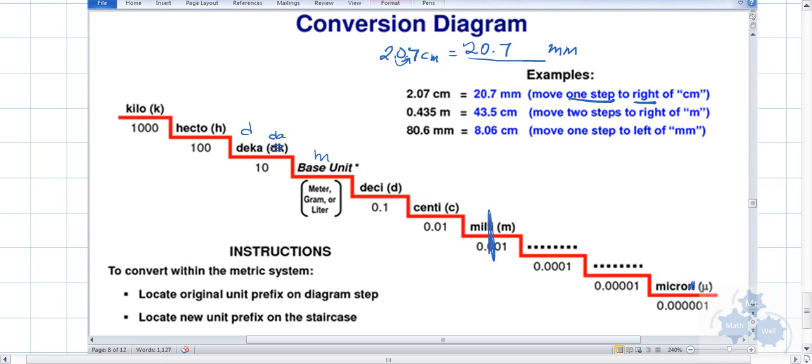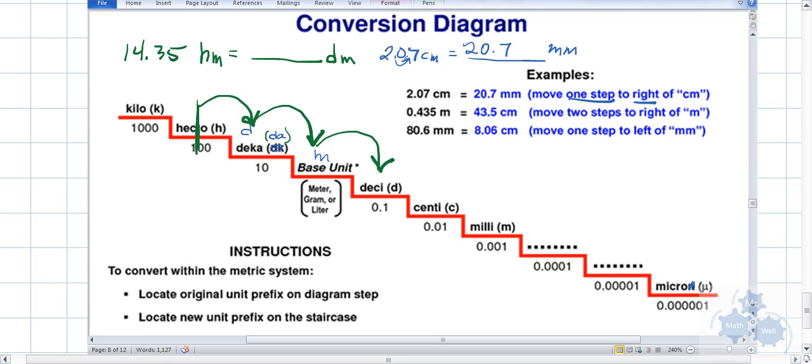Okay? So let's do another example. Let's pick something totally different here. Let's do 14.35 hectometers equals how many decimeters? Yes, not deca, but deci. So we're starting here, and I have to go 1, 2, hit the base unit every stair, 3 to get to deci. You see that? So that's 3 spaces to the right.